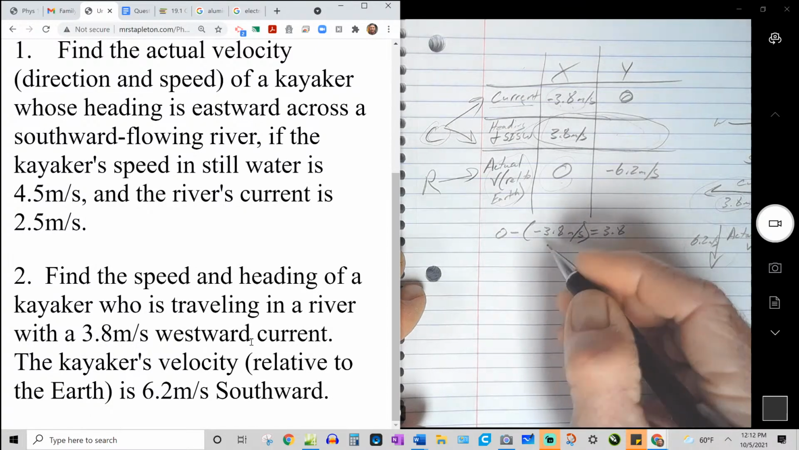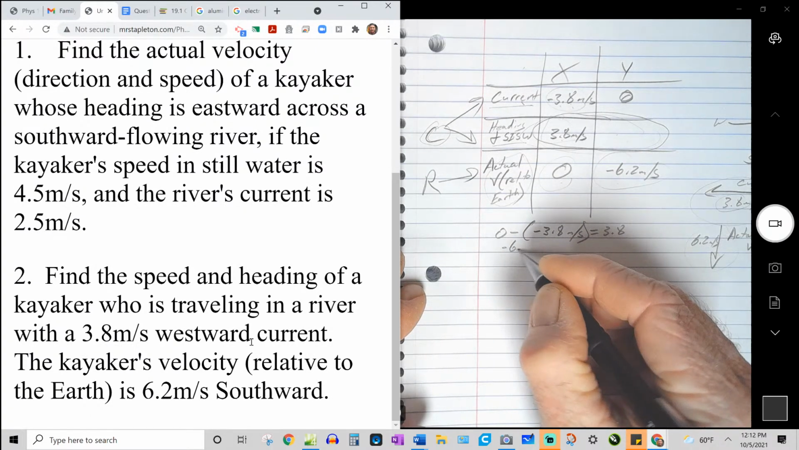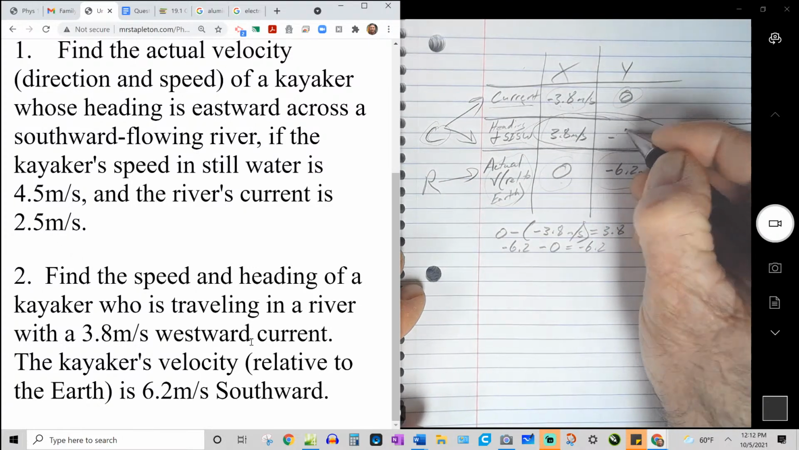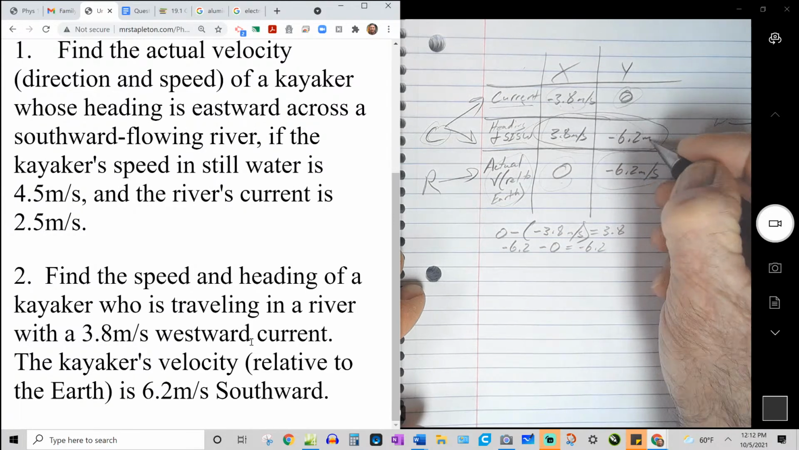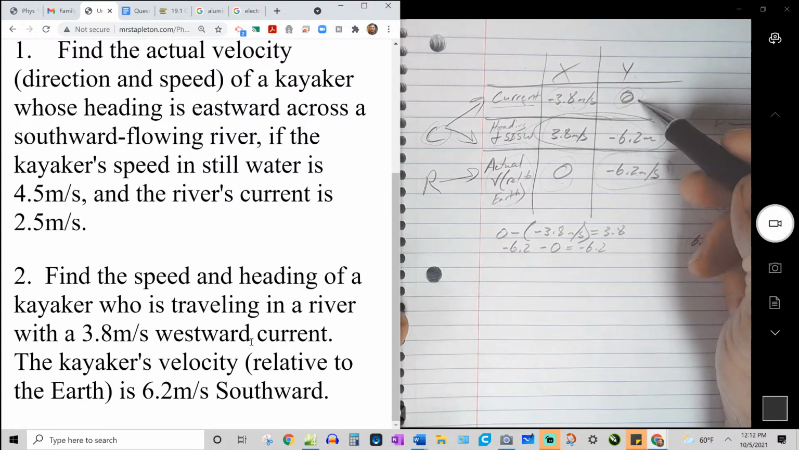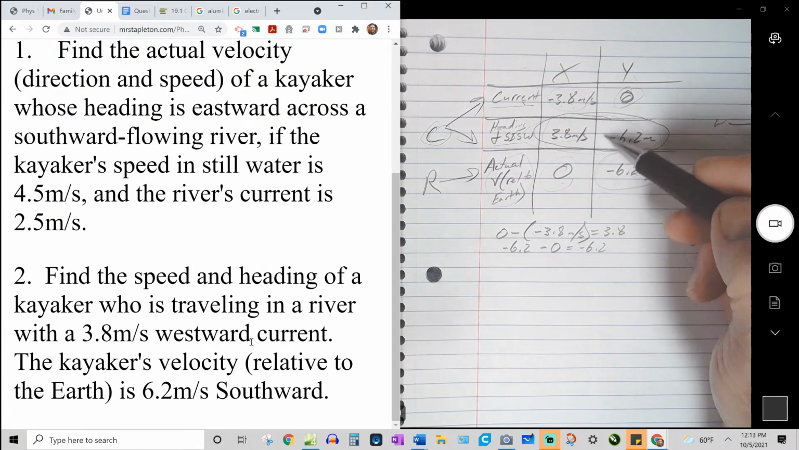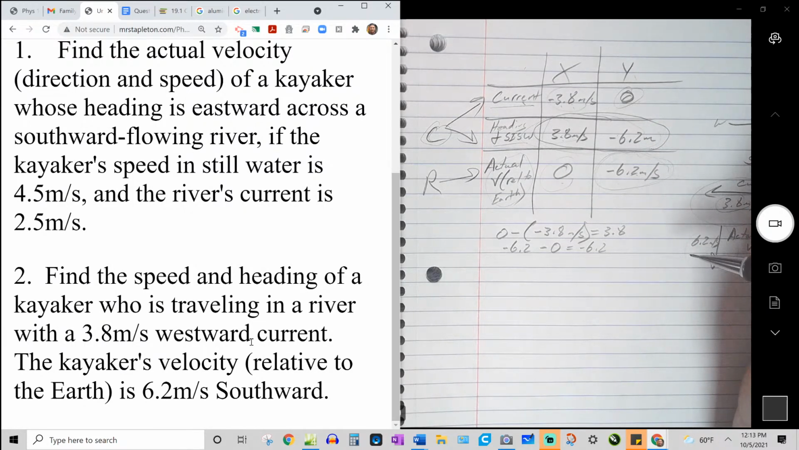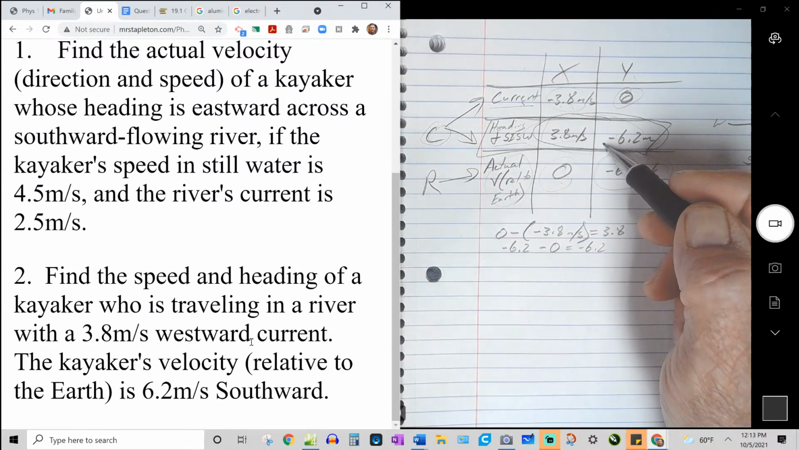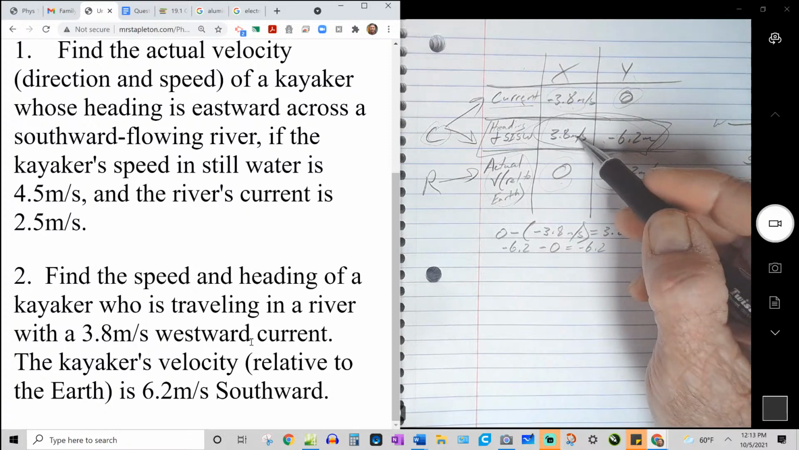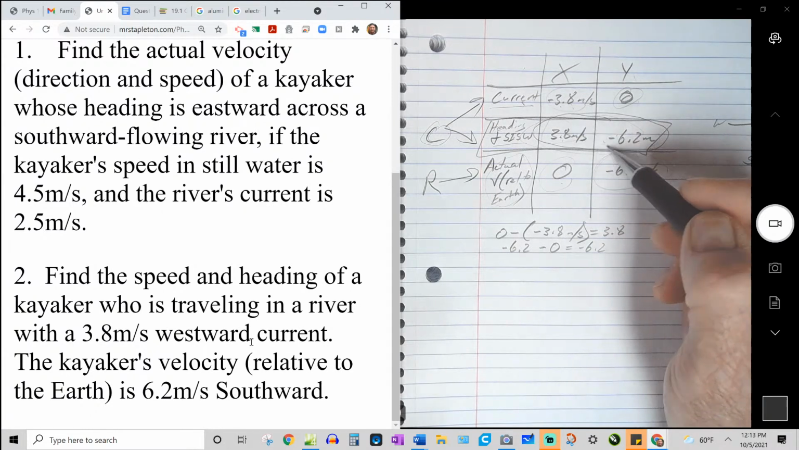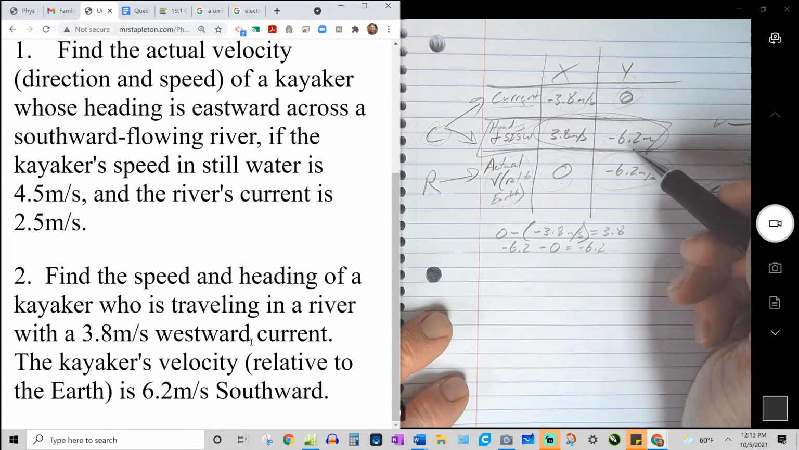And then here, for y, it's going to be the total, negative 6.2, minus this, 0, which is negative 6.2. And that should make sense also, because if the total y velocity is negative 6.2, and the current has no y component, the entire y component has to come from the heading and speed in still water. So here's my answer. I just need to convert this to a speed. This is the speed in the x dimension, this is the velocity in the y dimension. I need to get a total speed, and then I need to get a direction.